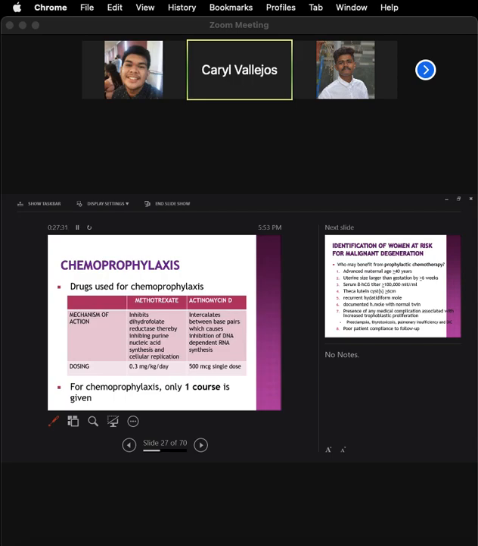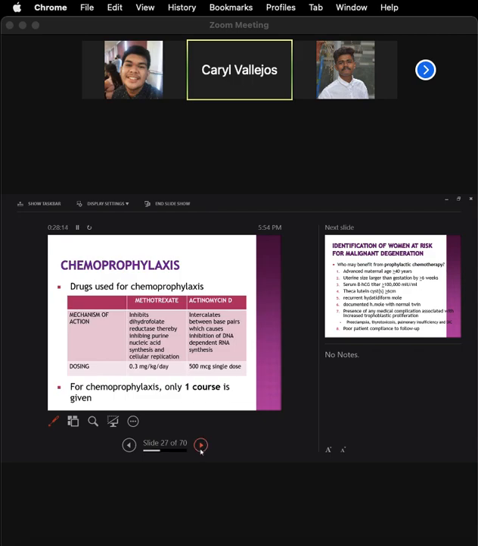So the mechanism of action of your methotrexate, it inhibits dihydrofolate reductase, thereby inhibiting your purine nucleic acid synthesis and cellular replication. The dosing is 0.3 milligram per kilogram per day. It is being given for 5 days and only one course is being given for chemoprophylaxis. For actinomycin D, it intercalates between base pairs which causes inhibition of your DNA-dependent RNA synthesis. 500 micrograms single dose is being given.